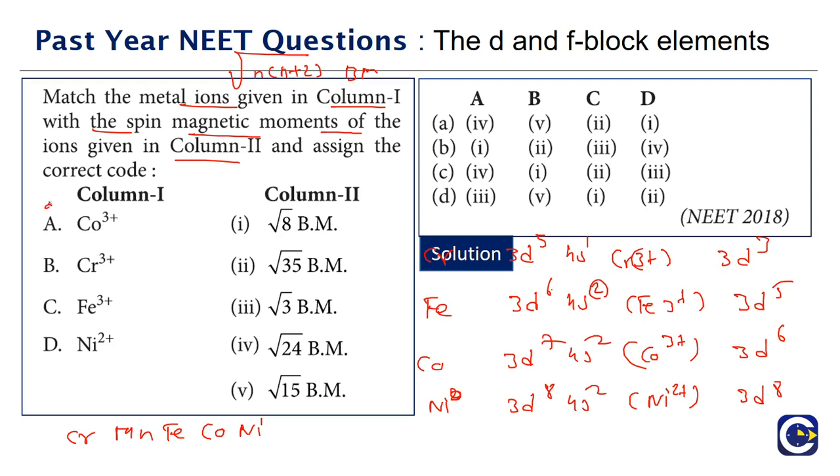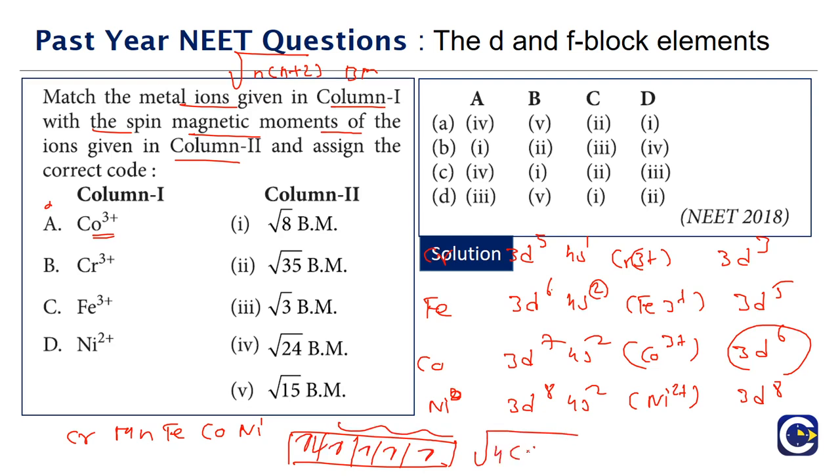So we will start with A. A is what? Cobalt 3 plus, right? Where is cobalt 3 plus? This is it. 3d6. 3d6 means what? If we are filling electrons into the d orbitals, first we will fill electrons with parallel spin, then start pairing them. 6 means we can see the unpaired electrons are what? 4. So magnetic moment is what? Root of 4 into 4 plus 2, 6. Root 24. So where is root 24? So A must be matched to 4. So we can see A is matching to 4 in option A and option C. So B will strike it off, D will strike it off.